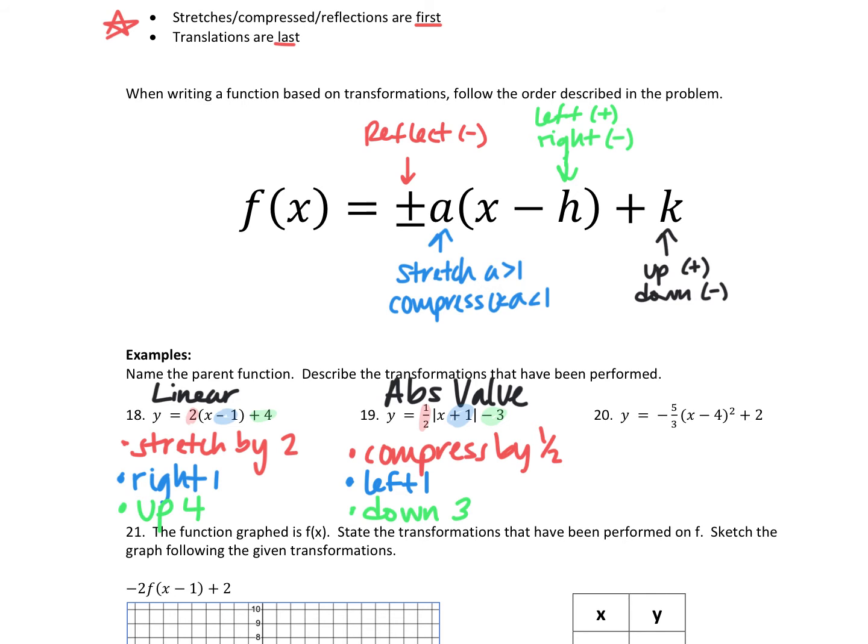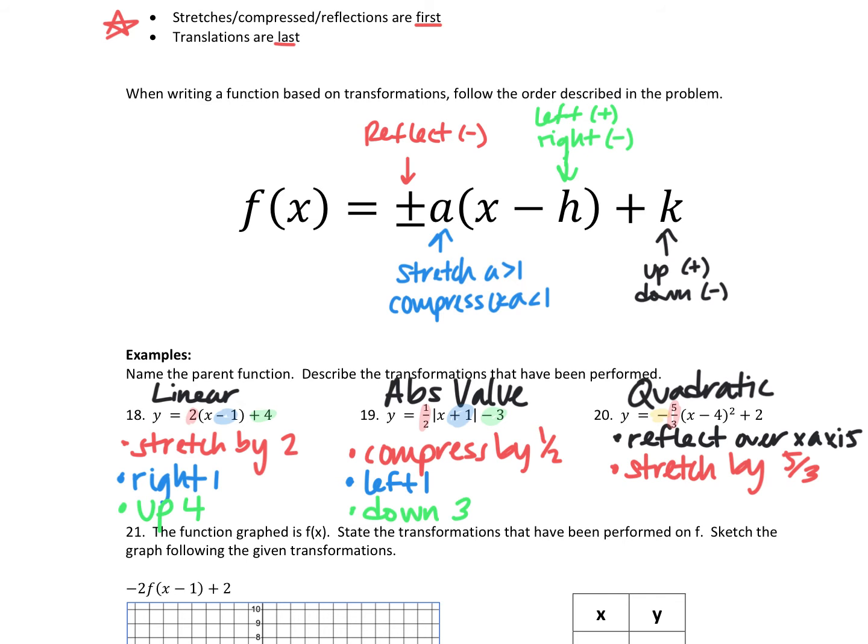Lastly, number 20, this is quadratic because of the squared term, the exponent of 2. The negative out in front will cause it to reflect over the x-axis. The 5/3, okay, 5/3 is bigger than 1. It is 1.66. That causes it to do a stretch, so it gets bigger. Stretch by a factor of 5/3. Minus 4 takes it right 4. And lastly, plus 2 takes it up 2.